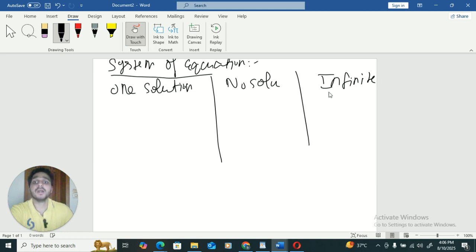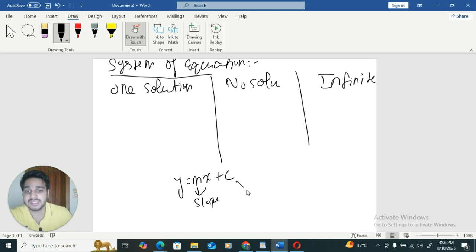Since this system of equations is related to the chapter of lines, the basic equation of a line is y equals mx plus c. Here m is the slope and c is the y-intercept. Now, what is the y-intercept and how can we find it? The y-intercept is basically a point that lies exactly on the y-axis. So here x is 0.